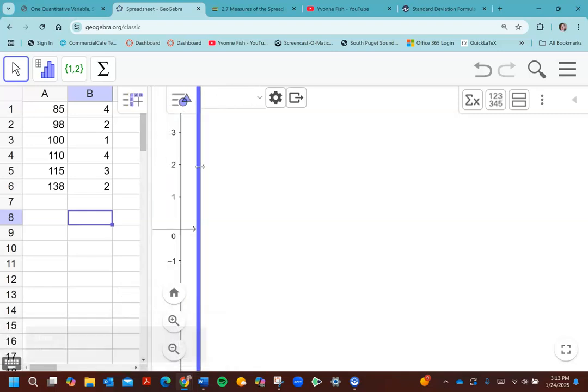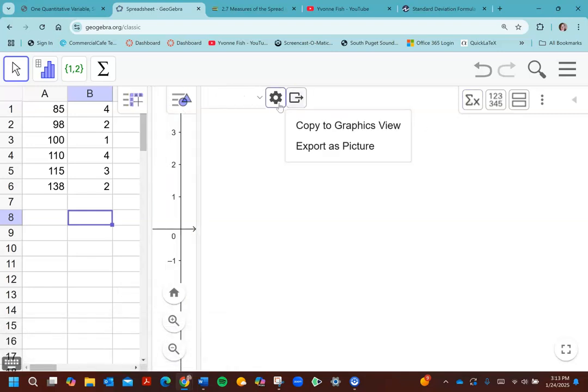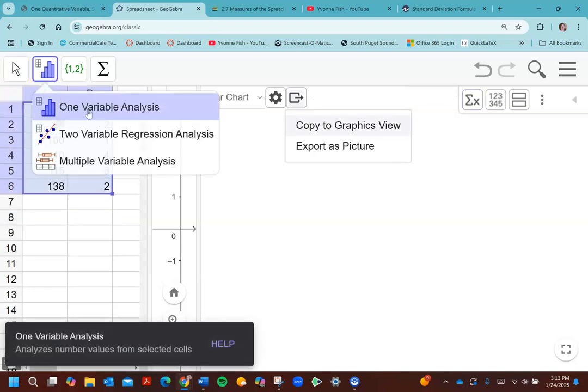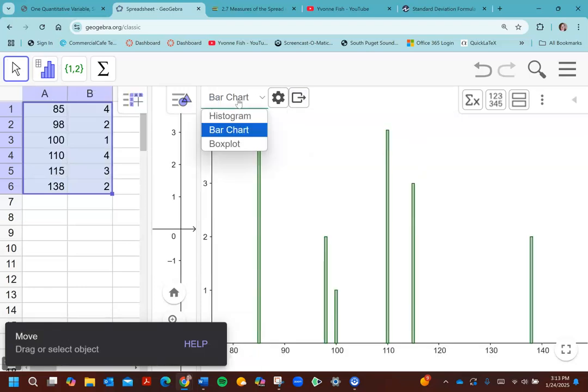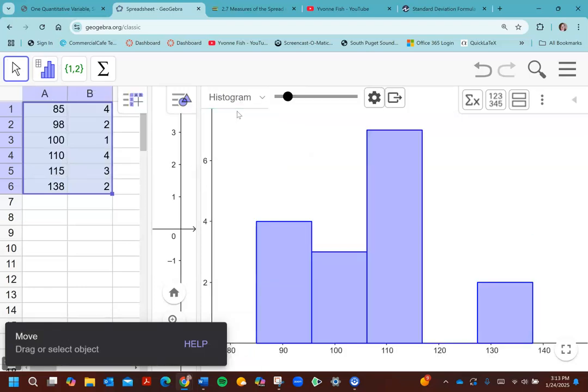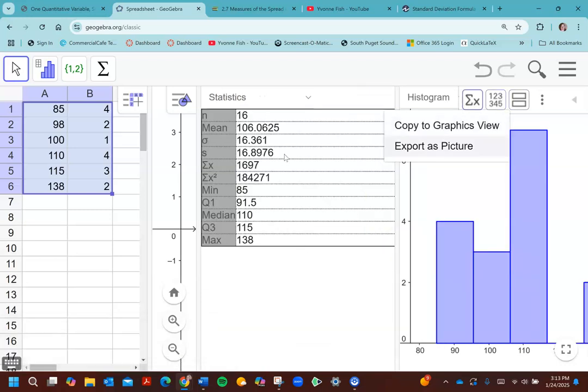We could look at a bar chart or something, but we don't really even need the charts. So I'm going to click the statistics here. Oh, maybe I didn't quite catch. Let's do that. One variable analysis. There we go. We could do a histogram or box plot. Really all we need is to hit the sigma x to get our statistics here.